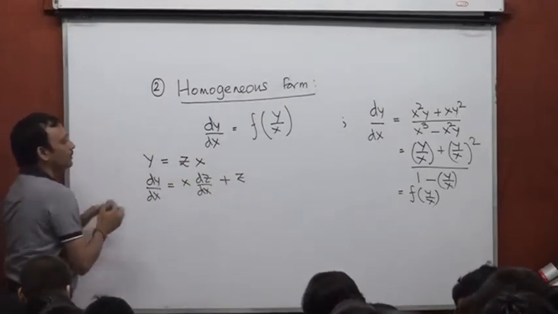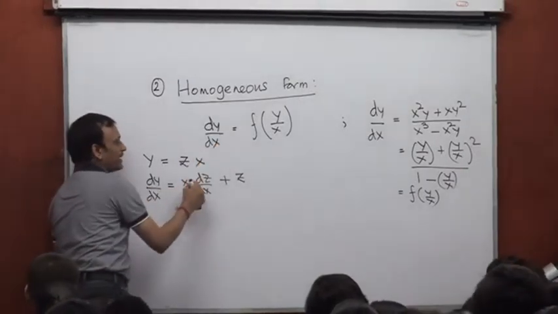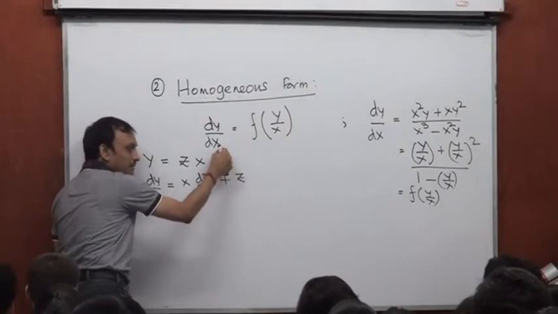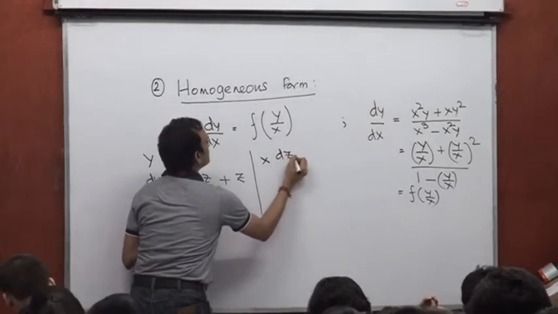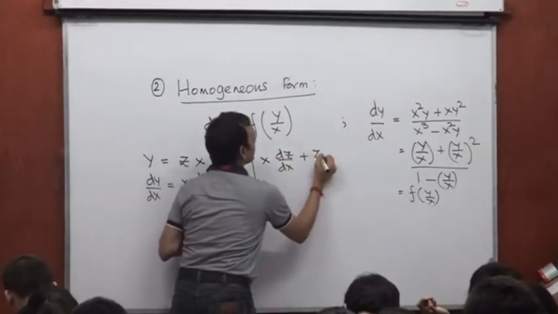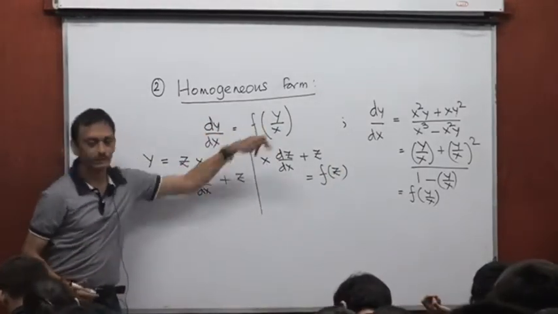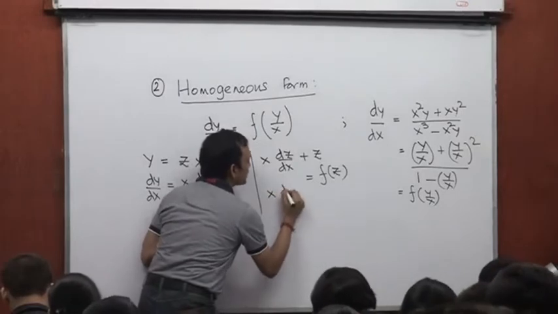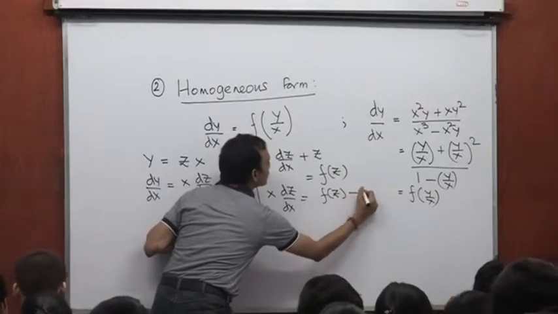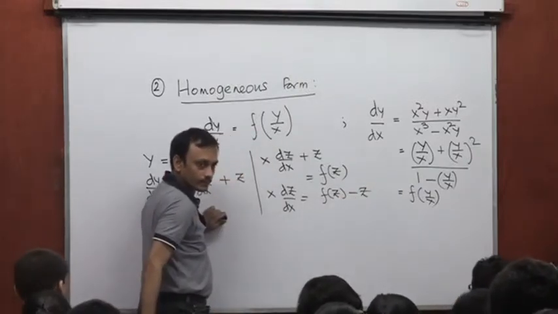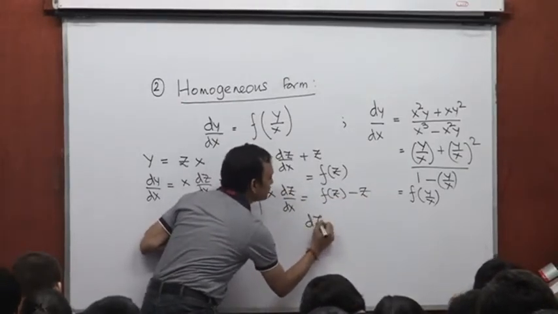And then this dy/dx can be substituted by x dz/dx plus z. So write this as x dz/dx plus z equals f of z, since y by x is z. Then x dz/dx is f of z minus z, and you can bring f of z minus z below this dz. The variables are now separable.